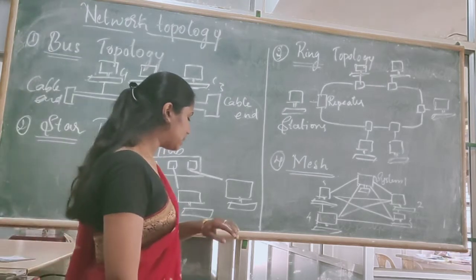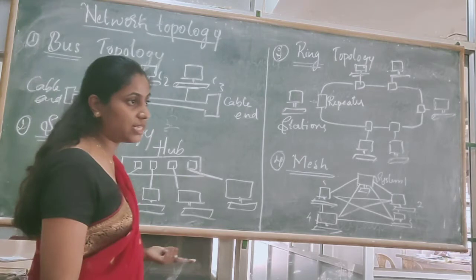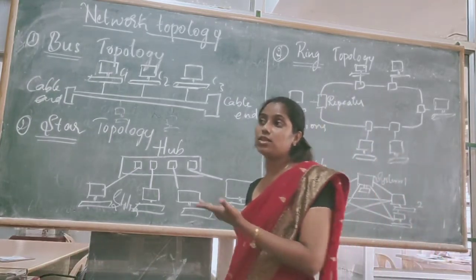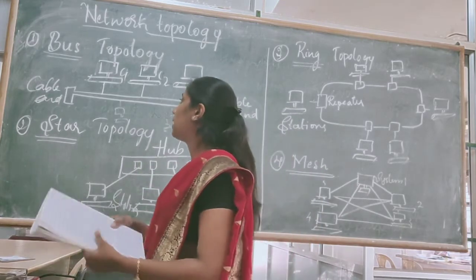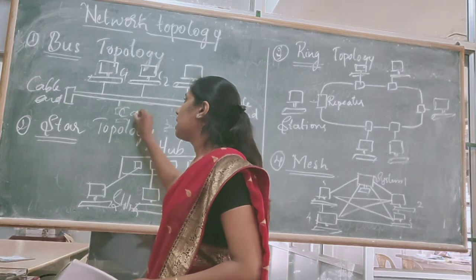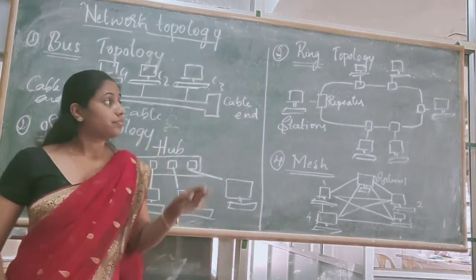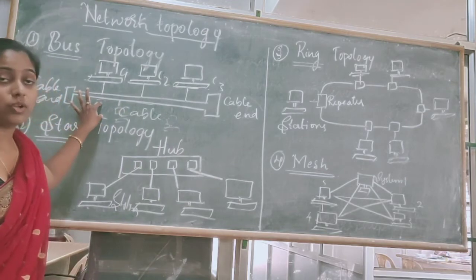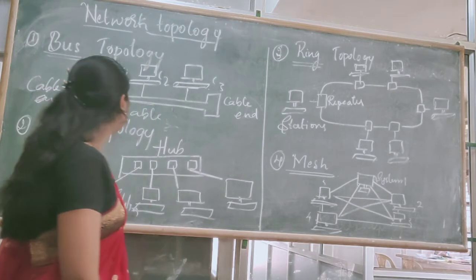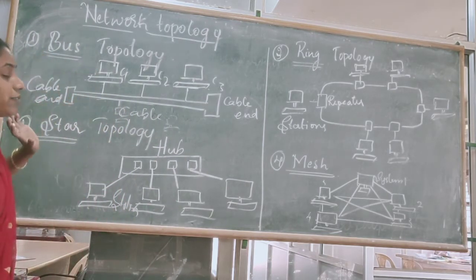So what are the characteristics? The first one is that it is very flexible, the second one is that it is expandable, and the third one is that, based on the capacity of the backbone cable, the performance of the network moderates. This is called the backbone cable. So I hope you are clear about the characteristics of bus topology.